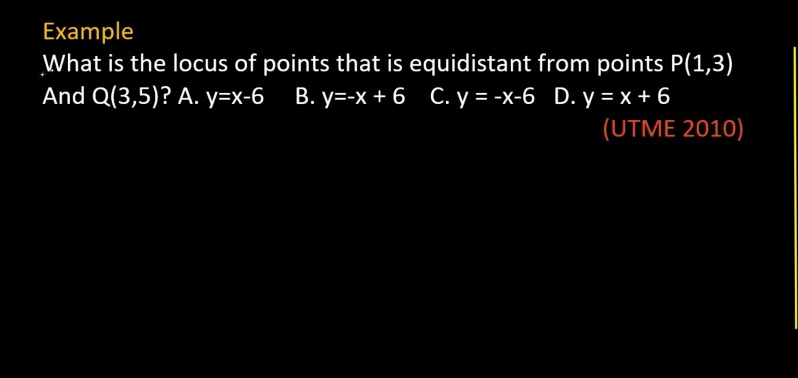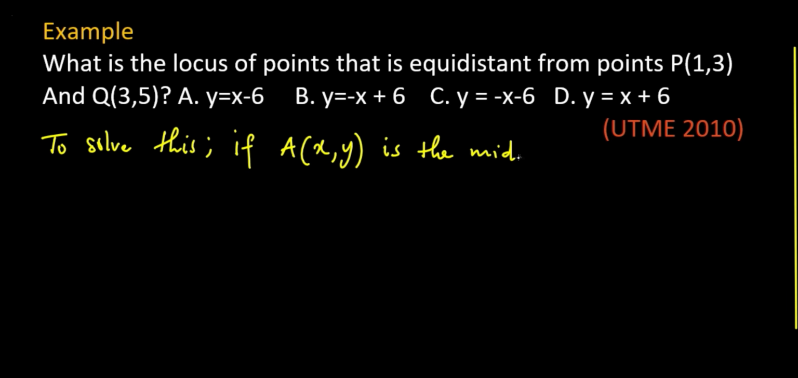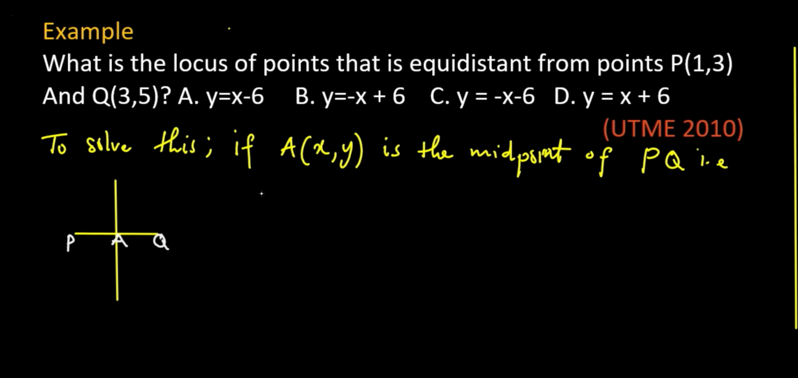And let's look at this example. What is the locus of point that is equidistant from point P and Q? Okay, to solve this, we have to know that we are given the 2 points, and the equidistance will be the midpoint. Any line that will divide the 2 points will be in the midpoint of the 2 points P and Q. So let our A, having a coordinate of x, y, be the midpoint of the line P and Q. I think we can say there. So, our P is there, the Q is there.